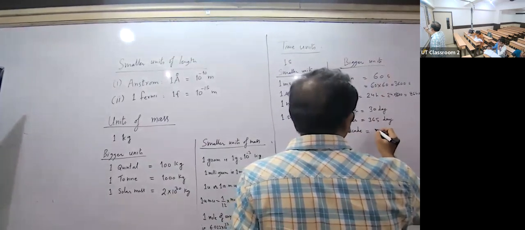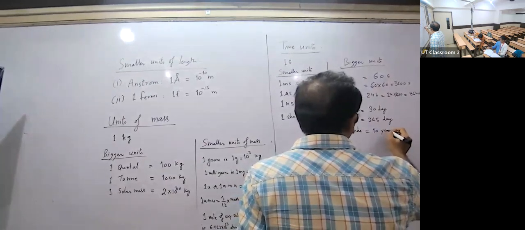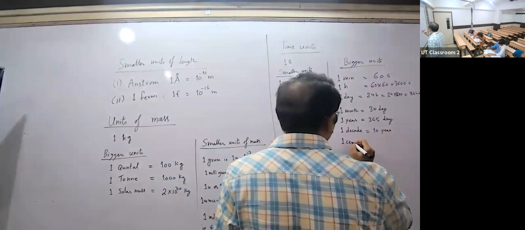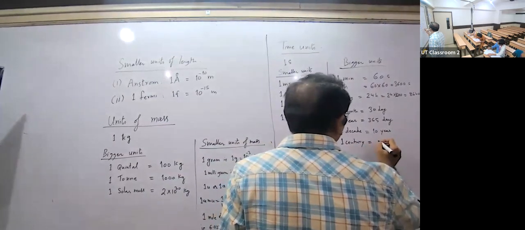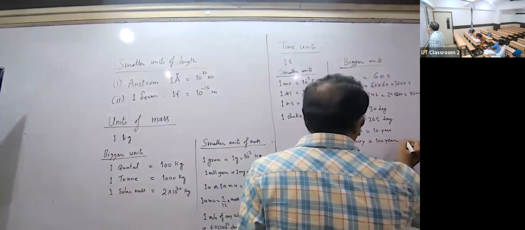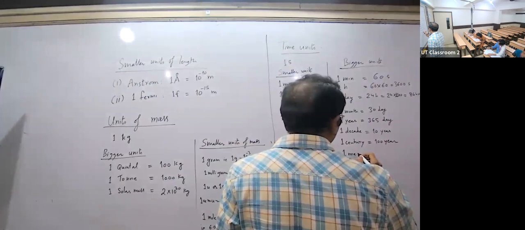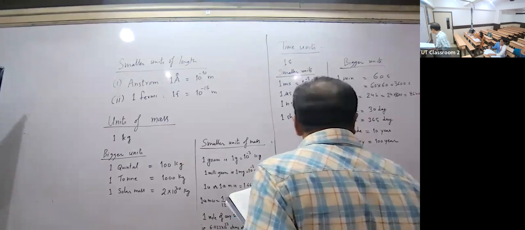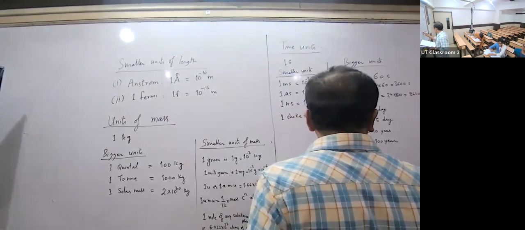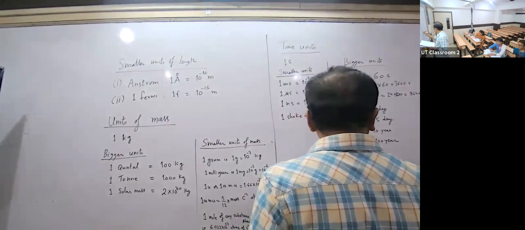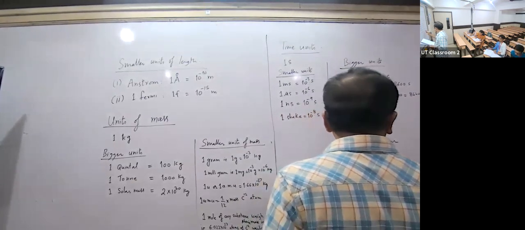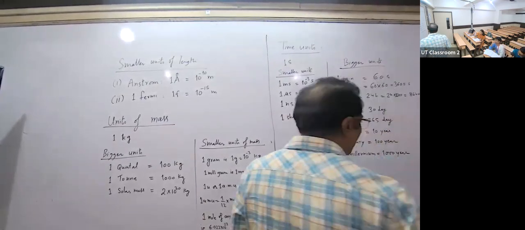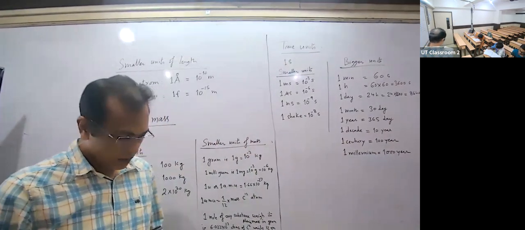Now what is 1 decade? 10 years. Then 1 century is 100 years. One millennium is 1,000 years. Okay.